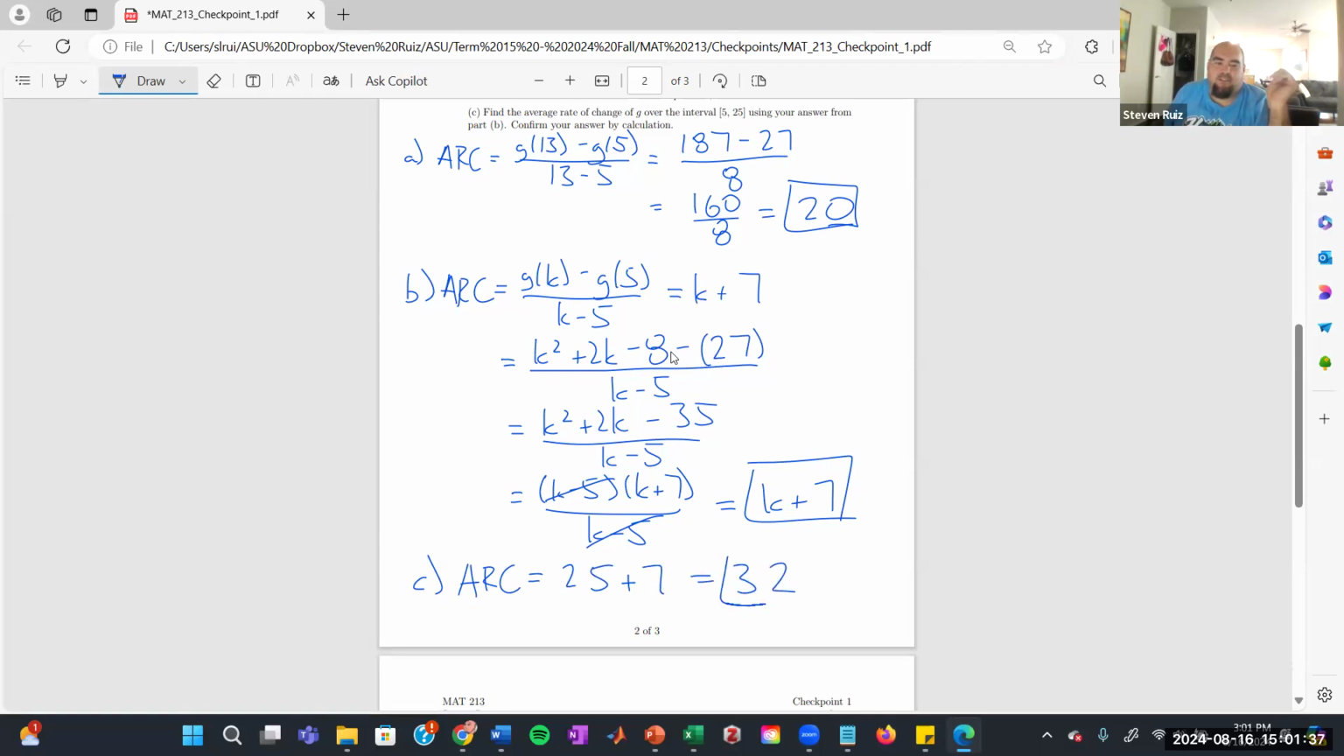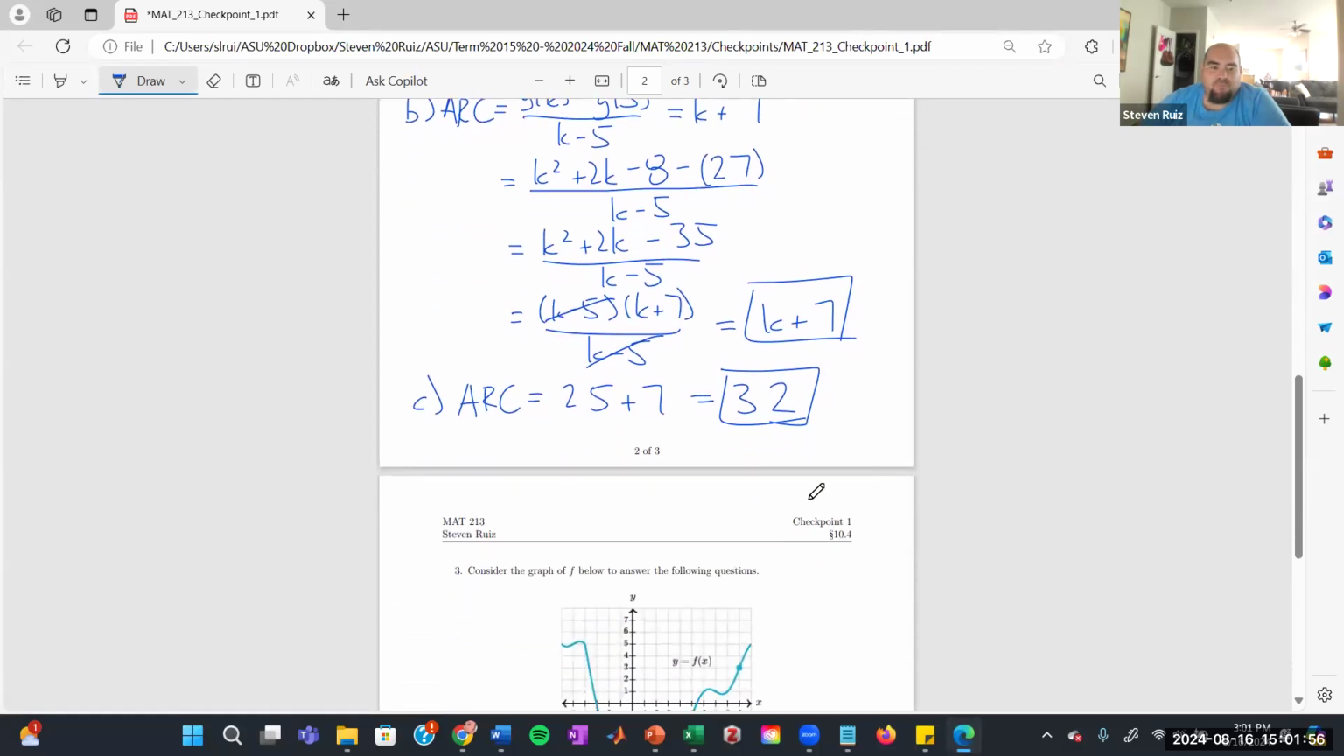So basically in part B, we built a shortcut for this. For the homework, I asked you to confirm your answer by calculation. If you use the same scheme we did in part B, you will get an answer of 32. But for now, I'm just going to rely on the formula we used.